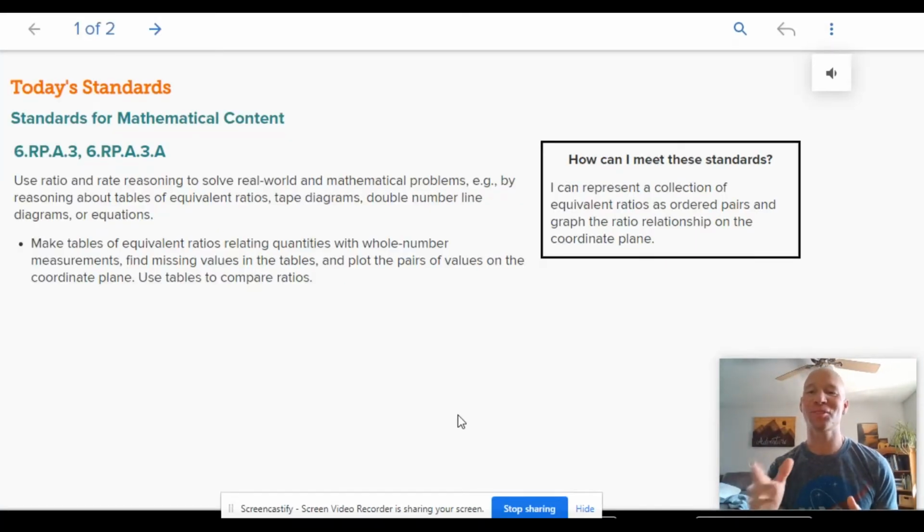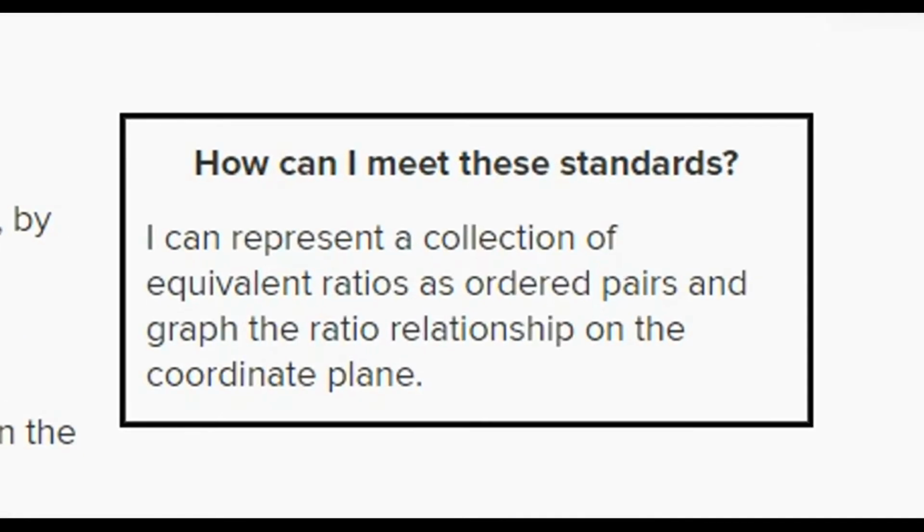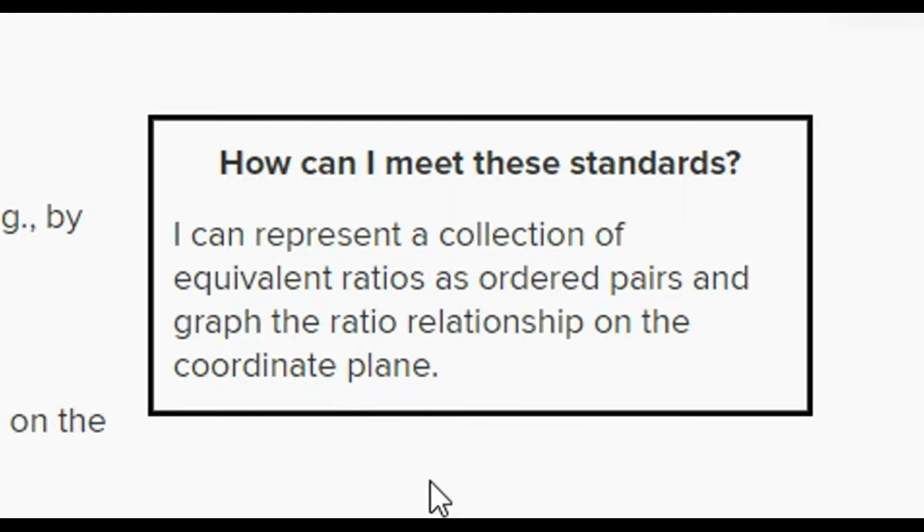So last week we worked with ratios. We learned how to compare numbers using a ratio, two numbers that we can compare. Then we looked at equivalent ratios. Today, our standard is this: I can represent a collection of equivalent ratios as ordered pairs and graph the ratio relationship on a coordinate plane. So what does all that mean?